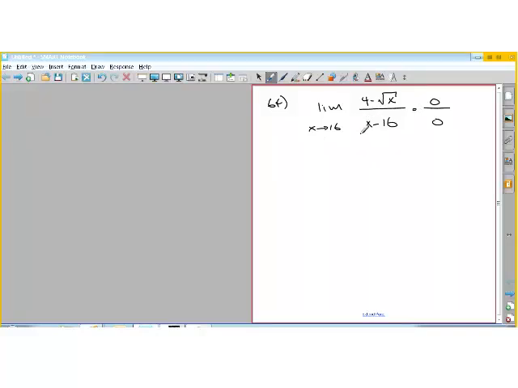And we're supposed to use the three methods. So graphically, we're just going to plot this function. And I need to remember to switch over my sharing here.